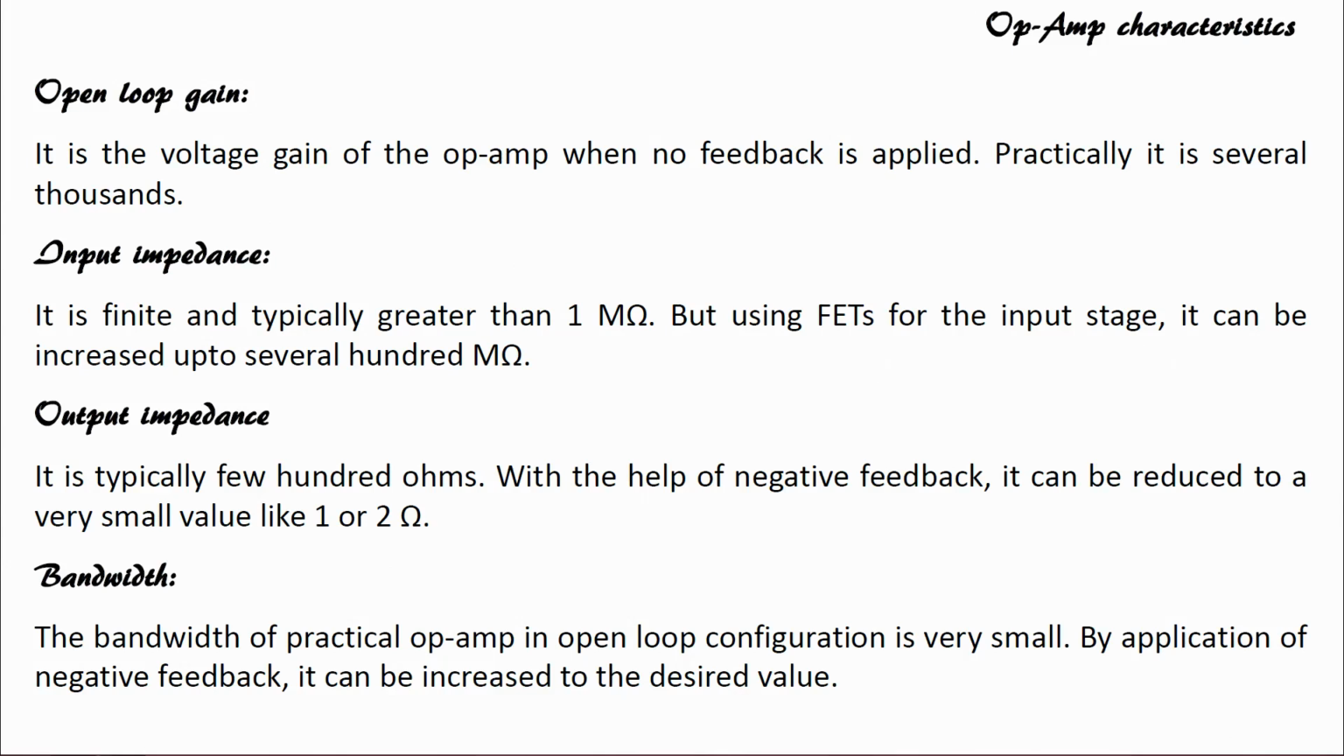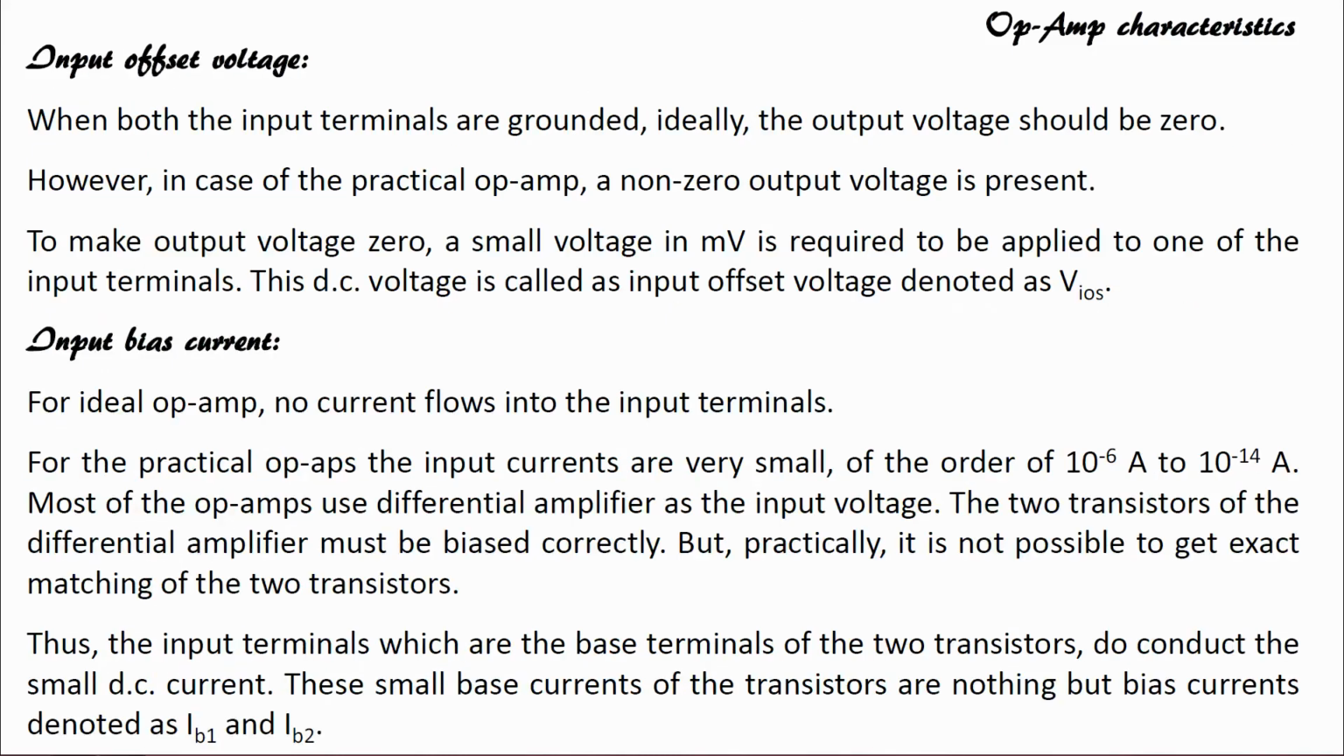The bandwidth of a practical op amp in open loop is very small, but by using negative feedback we can increase the bandwidth to the desired value. Input offset voltage: when both input terminals are grounded the output should be 0, but like I said in the last course, when you ground both input terminals of the operational amplifier you will not find that the output voltage is 0. To make that output voltage 0, a small voltage is required to be applied to one of the input terminals, and that small voltage is your DC offset voltage, called input offset voltage.